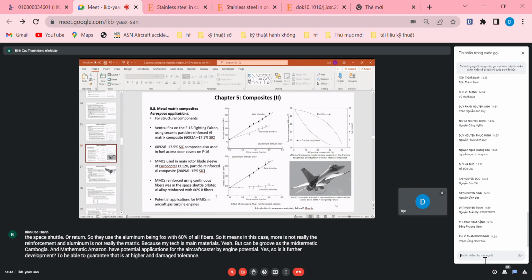And you could see that if we reinforce the aluminum matrix with the fiber reinforcement, the Young's modulus in different directions will be different. In the axial direction, it will be higher than the Young's modulus in the transversal directions. So this shows the anisotropic properties of the material reinforced by the continuous fibers.